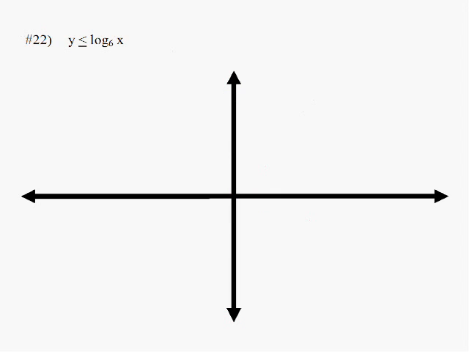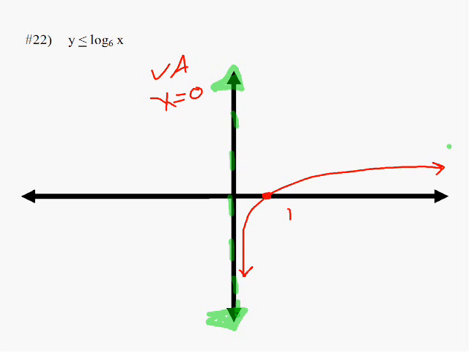22, similar to 20 and 21, has a base of 6, so it's going to be tighter to the x-axis. Also, it says less than or equal to, so we're going to shade below the curve, still crossing at x equals 1.